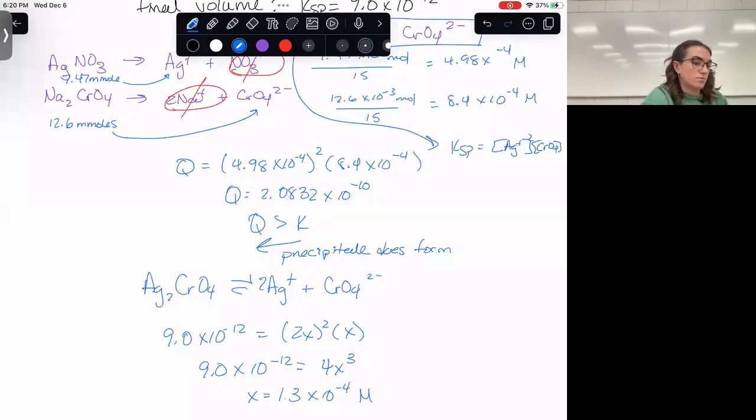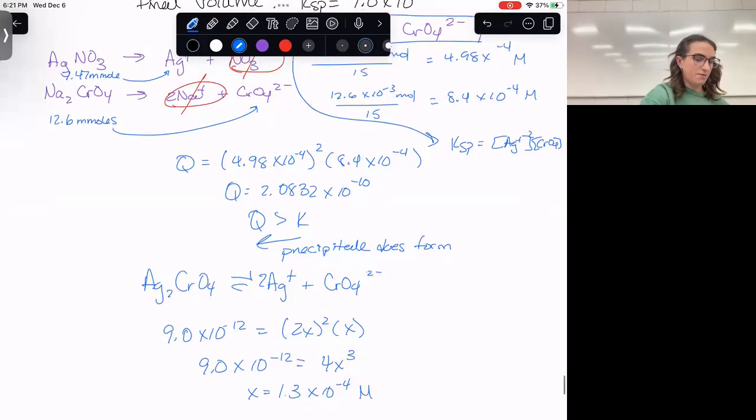Okay, so if this is X, right, what concentration is this? This is how much we can have at equilibrium. So how do we solve for how much is getting used?